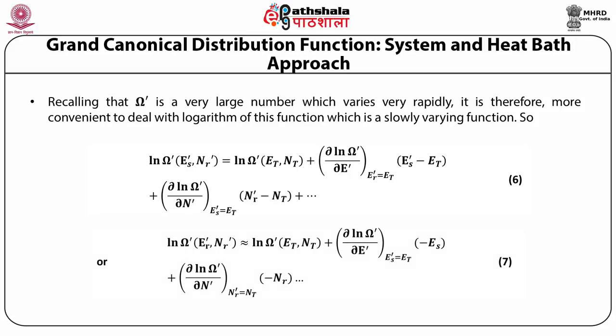This is given by log of Ω′(E′S, N′R) approximately equal to log of Ω′ as a function of E total and N total, plus the partial derivative of log of Ω′ with respect to E′ evaluated at E′S = E total multiplied by minus Es, plus the partial derivative of log of Ω′ with respect to N′ evaluated at N′R = Nt multiplied by minus Nr.